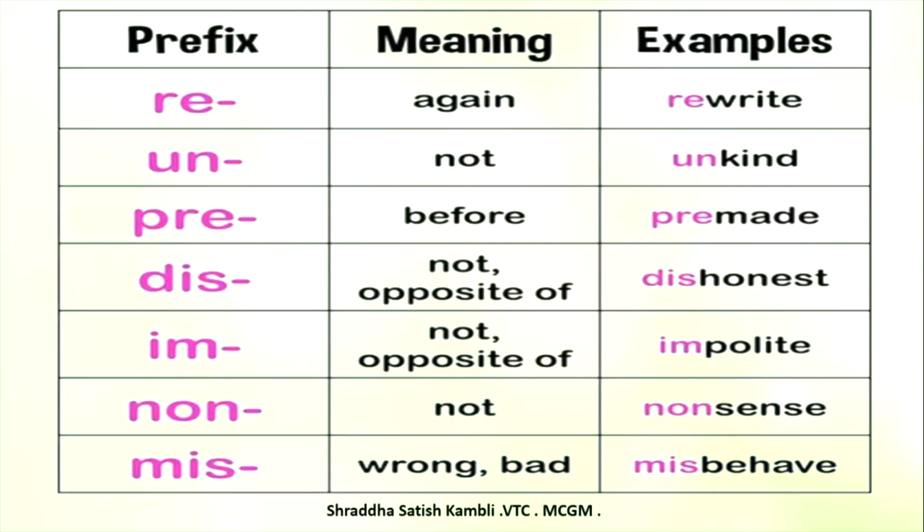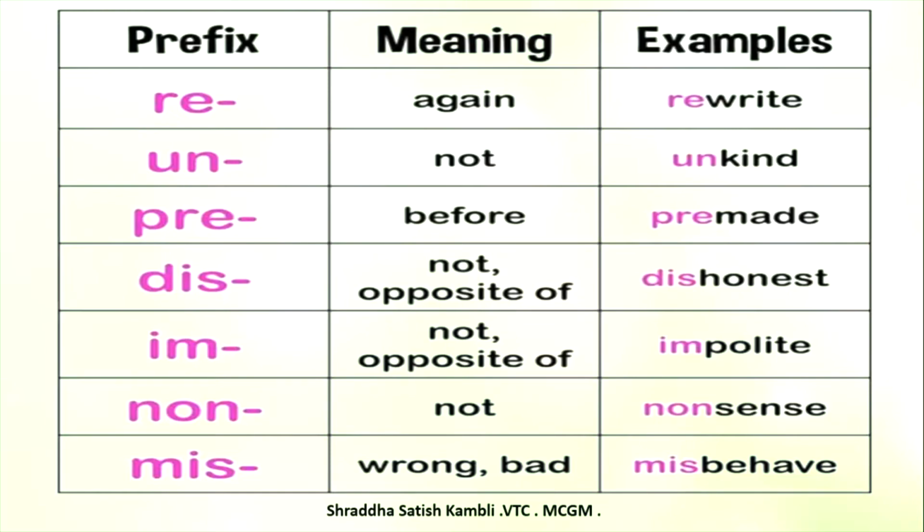We cannot take all the examples because the list is very exhaustive. It's a very long list. So we have picked up, for example, around 7 prefixes. Now I'll give you a small exercise at this point. Now for re, I have written rewrite. For un, I have written unkind. You will find out 2 more examples for each prefix.